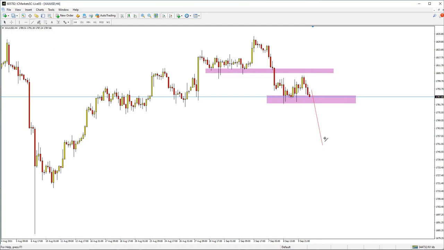Then don't chase, let it come back first, and then we take it for a sell. Like for instance, right now, is there a sell setup? No. Why? Because there's no breakout. For instance, is there a sell setup here? Yes, there is a sell setup here because there is a considerable breakout of this zone.